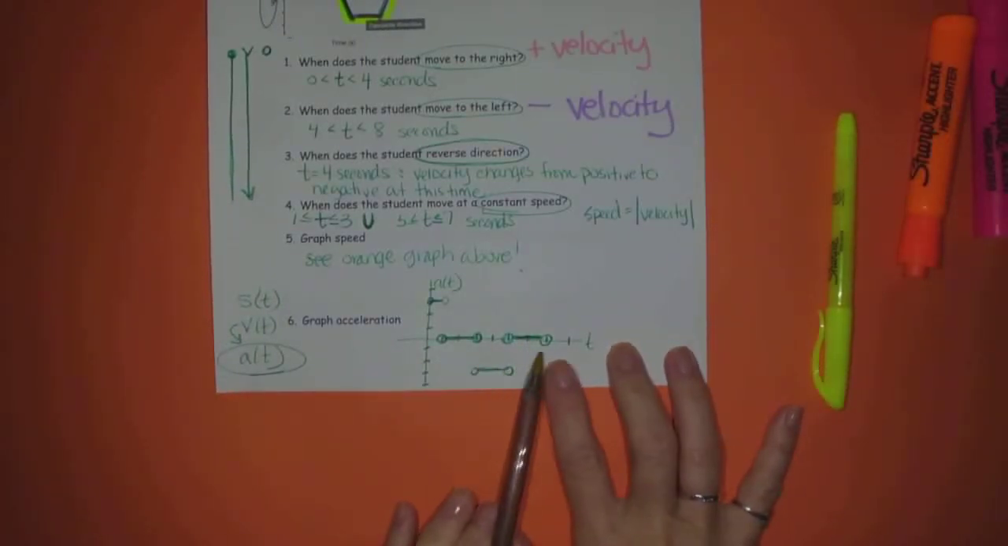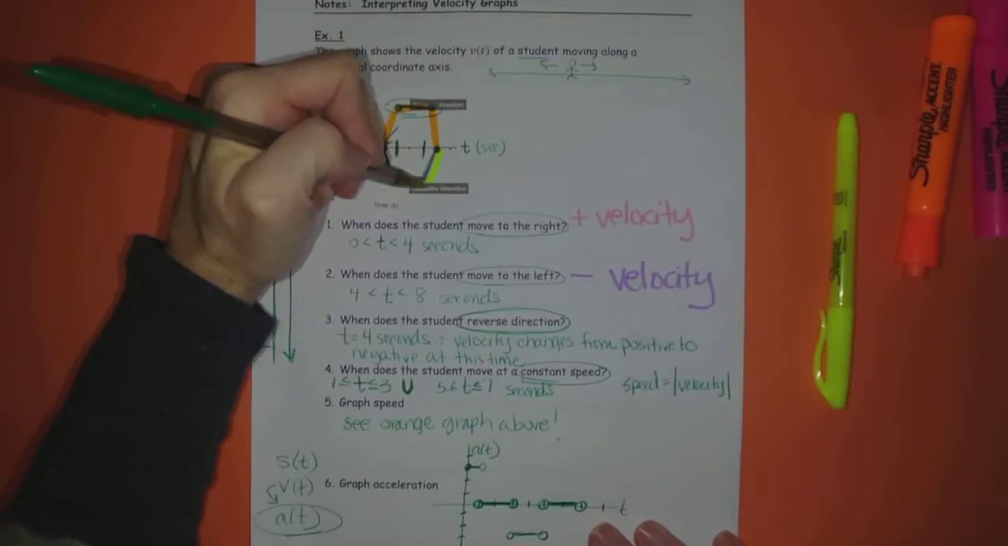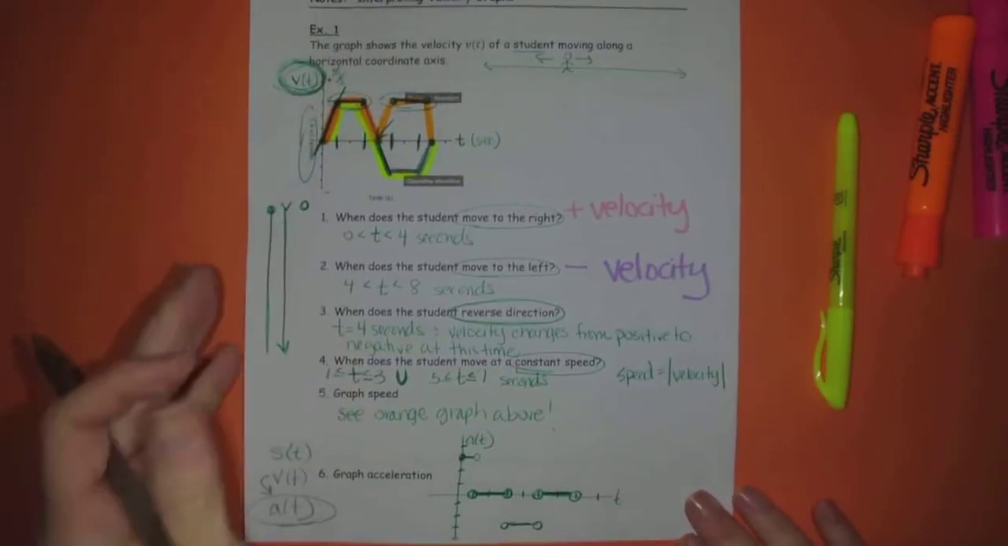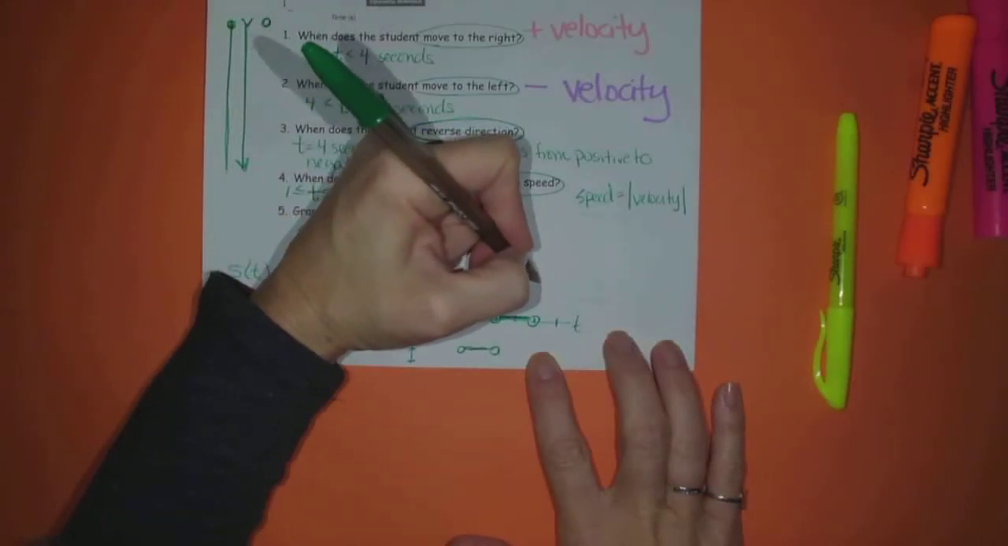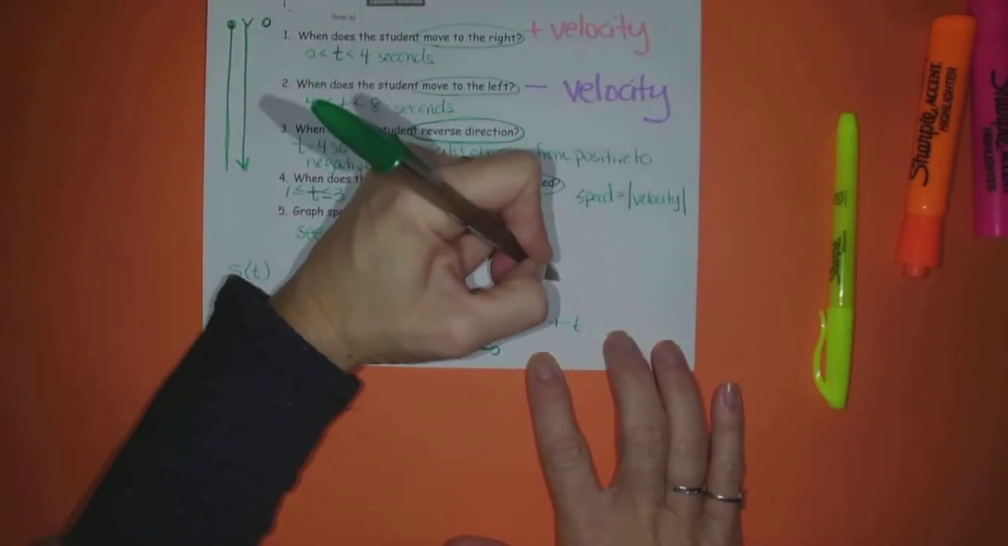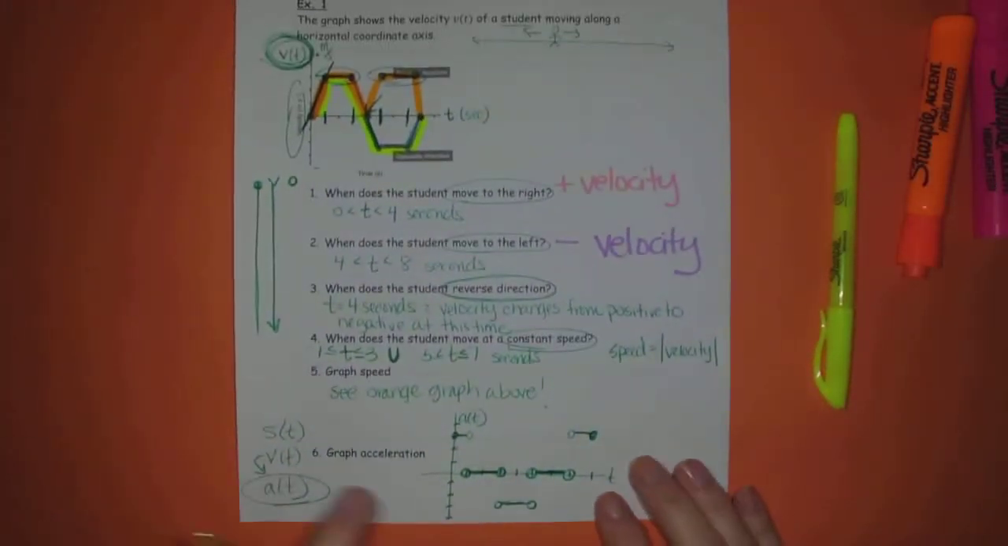And then from 7 to 8, back here, I have a slope of 3 again, positive 3 again. So I'm going to come back up and close it on the endpoint. So this would be the graph of acceleration.